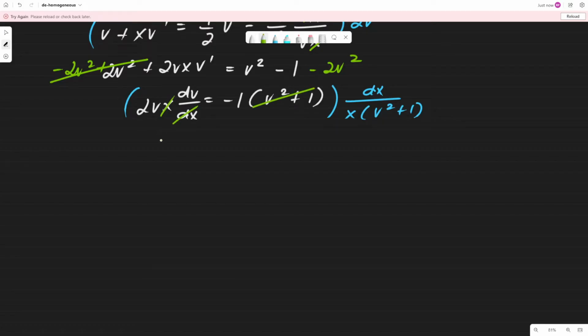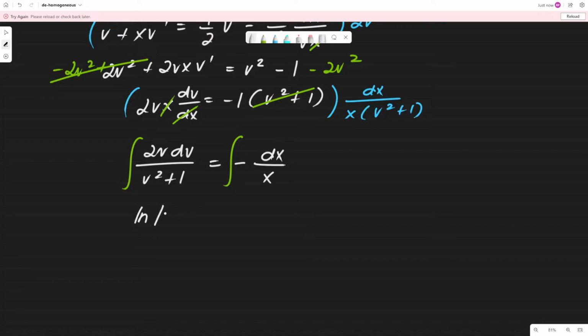No? So we will have 2v dv over v squared plus 1 or 1 plus v squared, walang problema doon. Negative dx over x. Okay, then let us integrate. So same lang to dun sa kanina, no? V squared plus 1. Okay, that is u. Tapos ang du natin is 2v dv. So we will have the natural logarithm of v squared plus 1 is equal to the negative natural logarithm of x plus c.